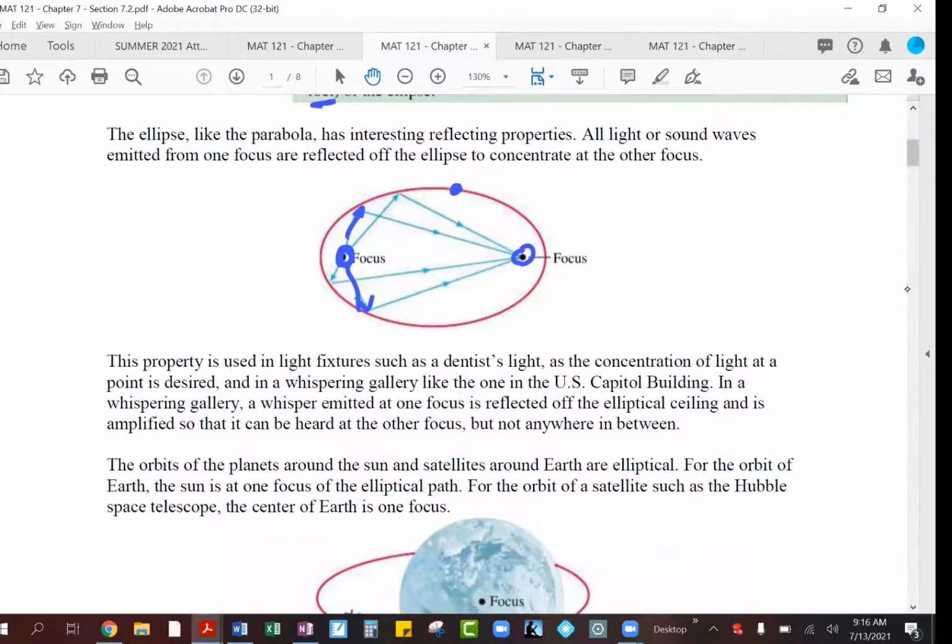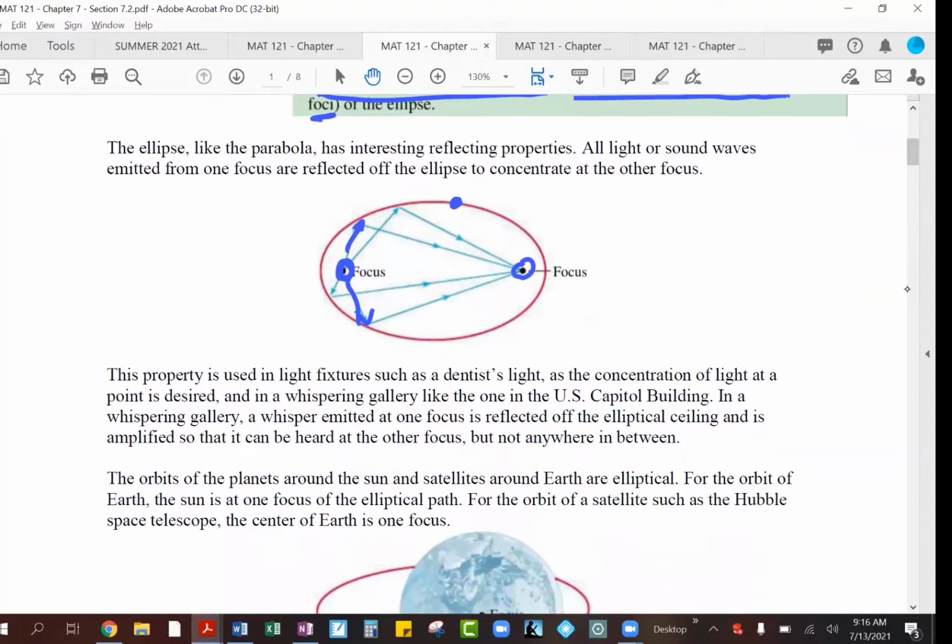So this idea of a reflection property, one of the examples you can think of is a dentist light. If you're in the chair, they pull that light towards your mouth. So that would be the dentist light that they're talking about, because they can get a concentration of light, to focus it around the mouth, the place where they're working.